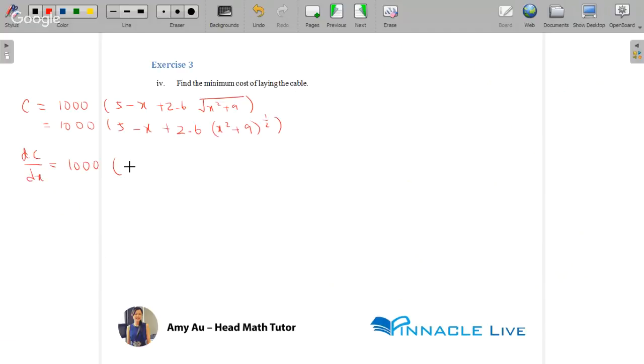So differentiating 5 is 0, minus x minus 1. Differentiating this, chain rule, so bring the power down, subtract the power by 1, multiply by the derivative of the inside. And now we simplify. So that's going to cancel. So you have 2.6x, and that thing is 1 over square root of that.